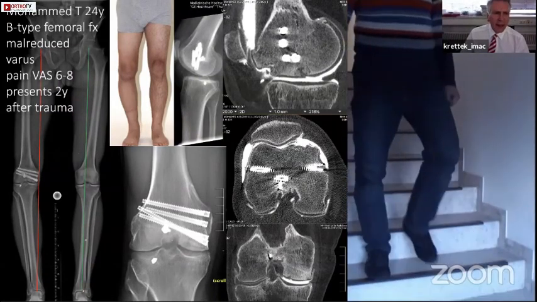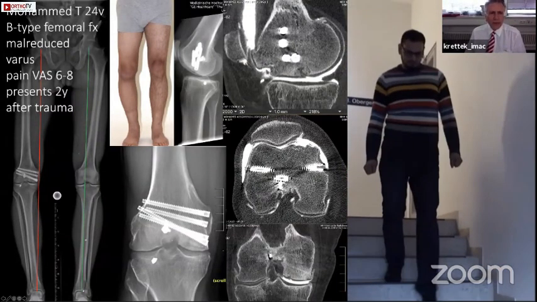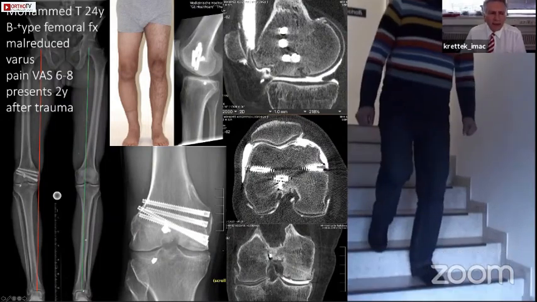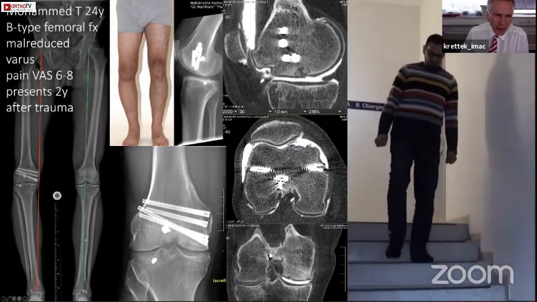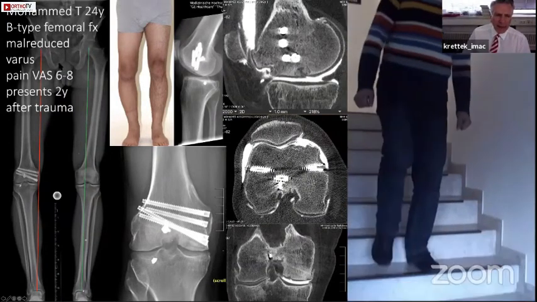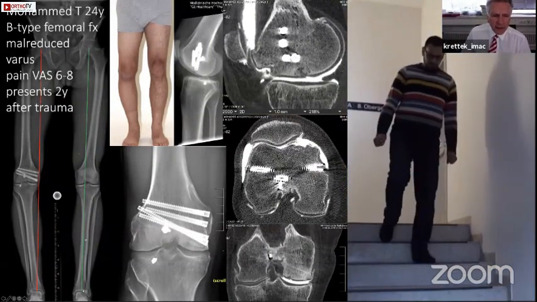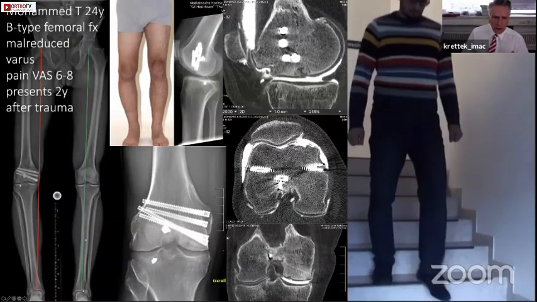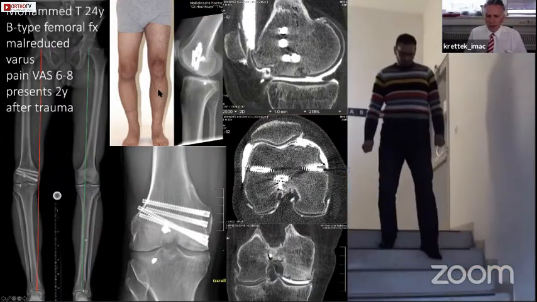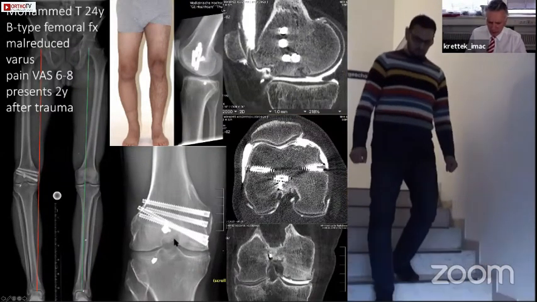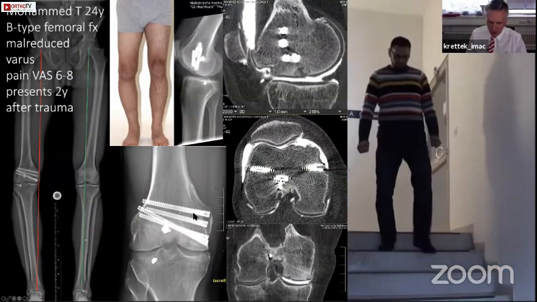This is Mohammed. Mohammed presented first when he was 24 years old, and he had sustained a B-type femoral fracture, which was malreduced in varus in Libya. And he reported a pain level between 6 and 8, and this was also healed. He presents 2 years after trauma. We see here on this photo this varus deformity. We see on his first X-ray a fracture which has been stabilized with these conical screws.